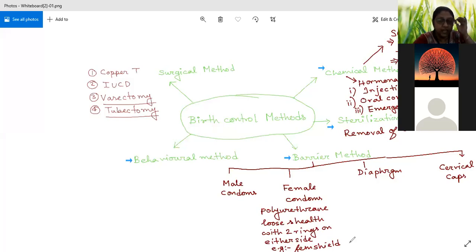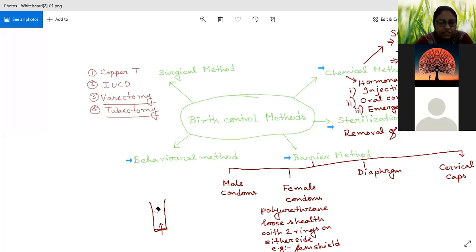Consider the situation. The vaginal opening is there with two rings and a membrane-like structure. It is covering the vaginal opening in a way that sperms cannot penetrate through the vagina. So that is all about the female condom.